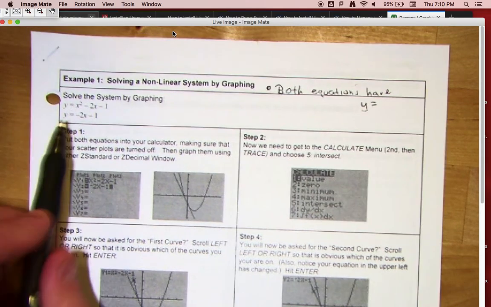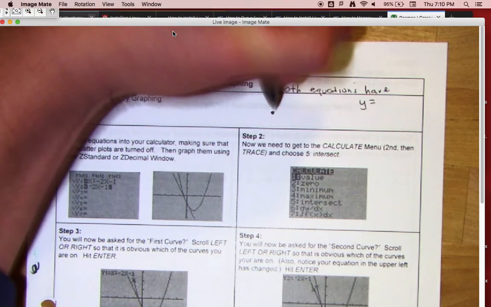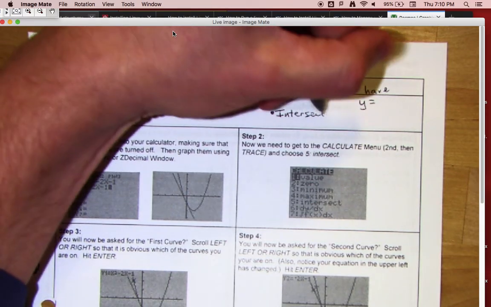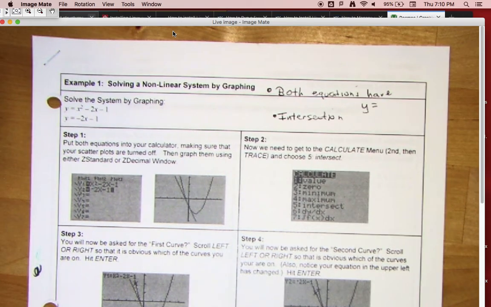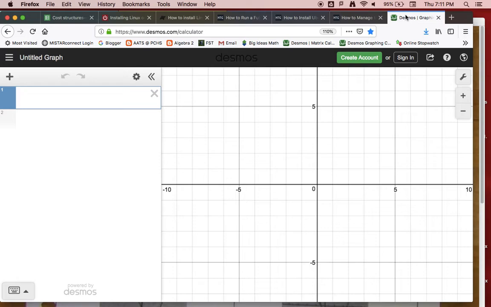And so if I want to solve these two things by graphing, what you're looking for when you graph them is you're looking for intersection points. So it's possible to have one answer, it's possible to have 2 answers, but it's also possible to have no answers there. So let's go ahead and jump over to Desmos, and I will type those 2 things in, and we will figure out what the answer is and how do we solve the system.